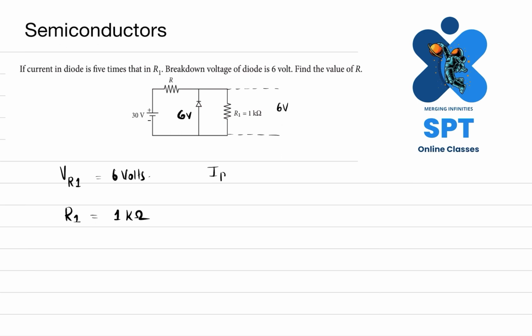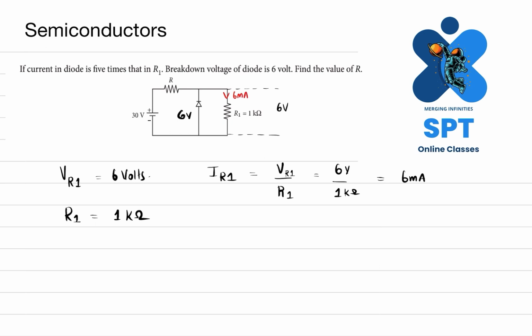How will we calculate that? Current flowing through R1 will be voltage divided by resistance, isn't it? So voltage across R1 divided by the resistance value, that's going to be 6 divided by 1 kilo ohm. 6 volt divided by 1 kilo ohm, you are going to get 6 milliampere. So that's the current flowing through R1, and it's mentioned that the current flowing through the diode is 5 times the current flowing through R1. So current flowing through R1 is 6 milliampere.